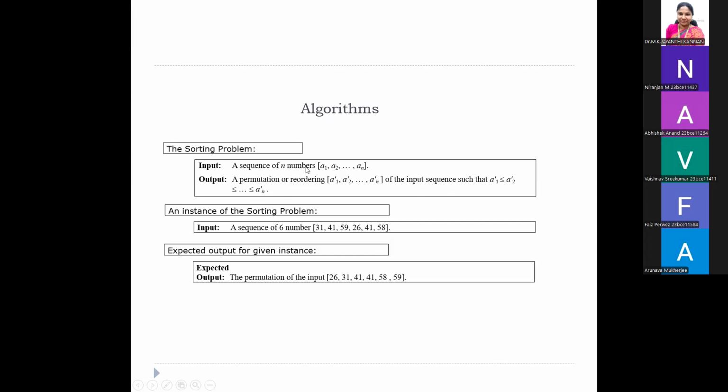So input is unordered sequence of numbers. The algorithm accepts the unordered sequence of numbers, and through the algorithmic steps, we are producing the output in the ordered form.